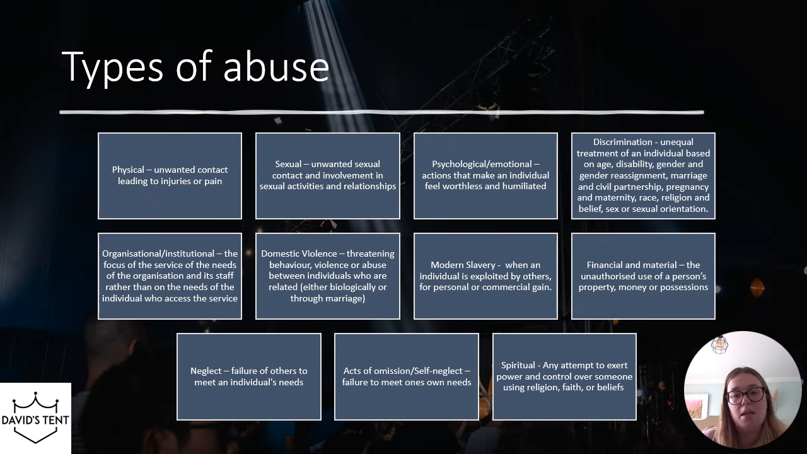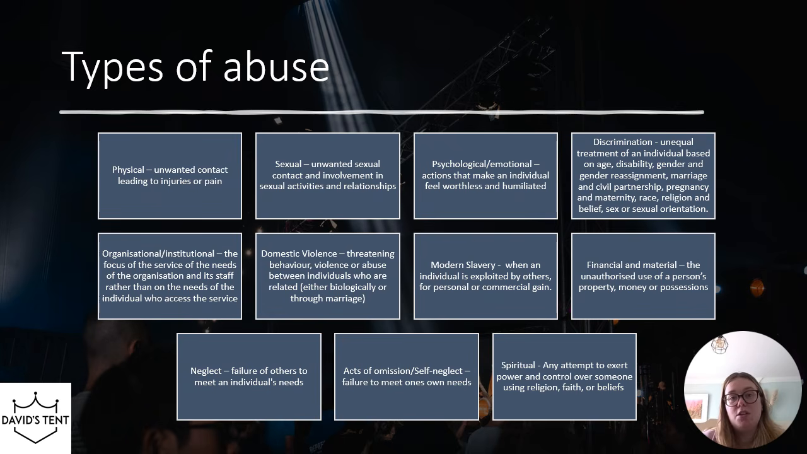There's modern slavery, which is when an individual is being exploited by others for personal or commercial gains. Again, it can be seen in both adults and children in this country as well. There have been some quite extreme cases where some children have been brought in from abroad to work for a family, and that comes under modern day slavery as well. So it's just about being aware of those factors that may be impacting on an individual.